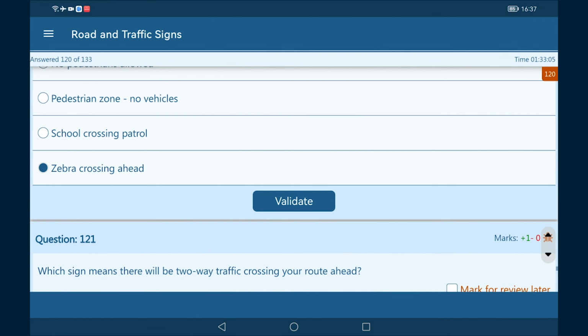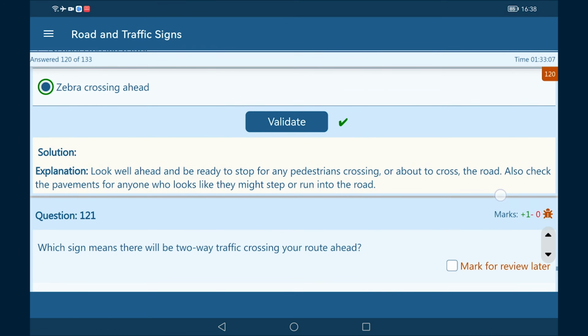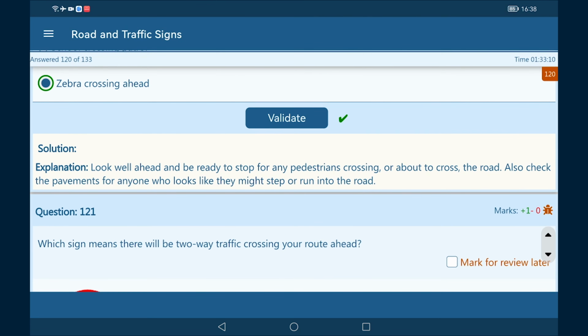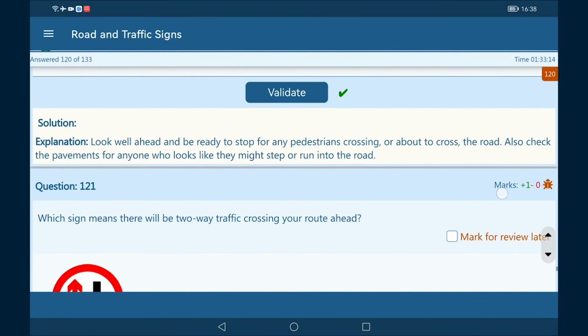Explanation. Look well ahead and be ready to stop for any pedestrians crossing or about to cross the road. Also check the pavements for anyone who looks like they might step or run into the road.